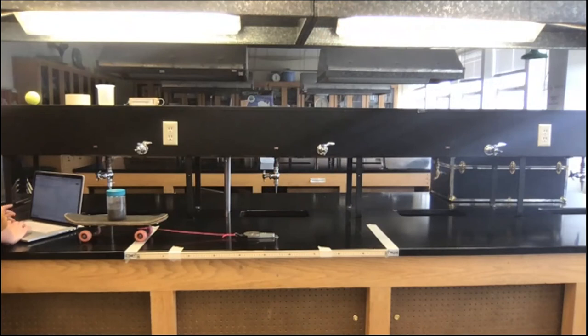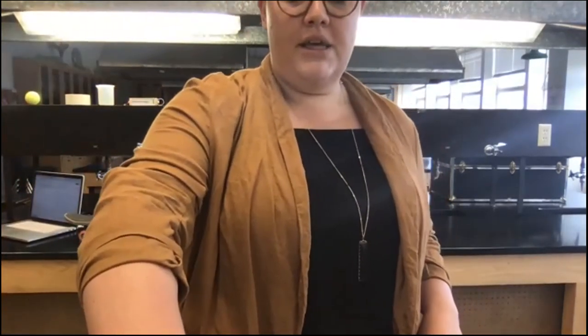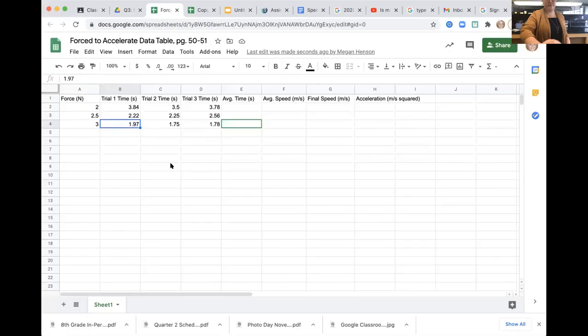And what I'm doing is updating the sheet that I have on this computer. So I'm going to show you what the times are, just in case you didn't get them written down. Okay, so this is what your force to accelerate data table should look like.